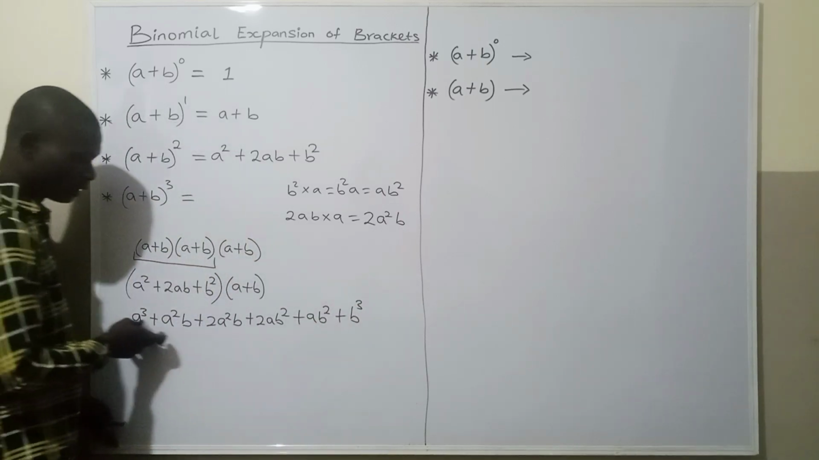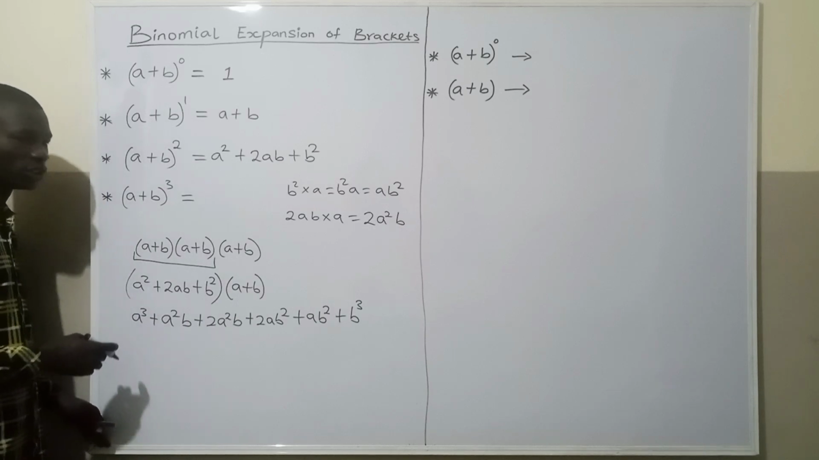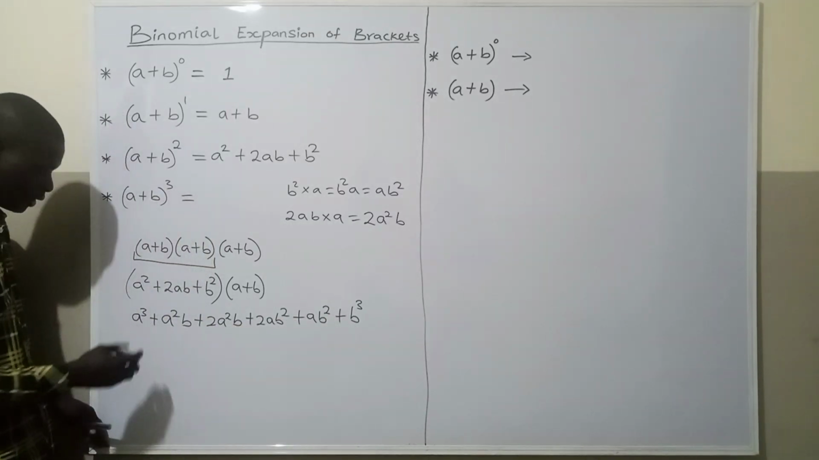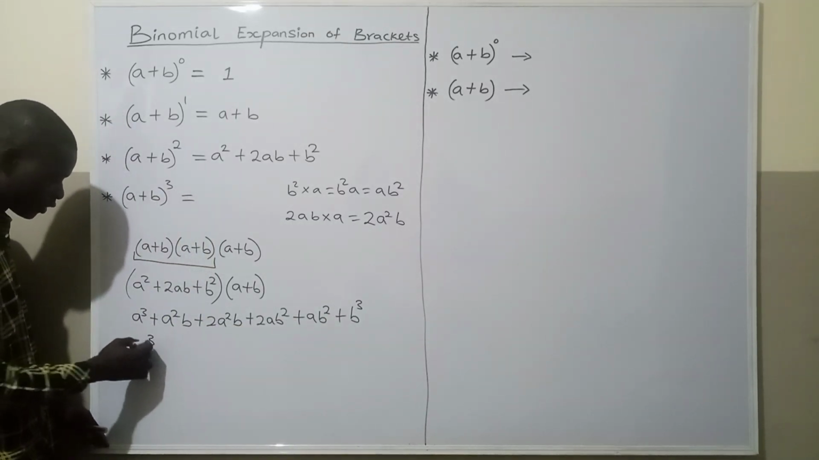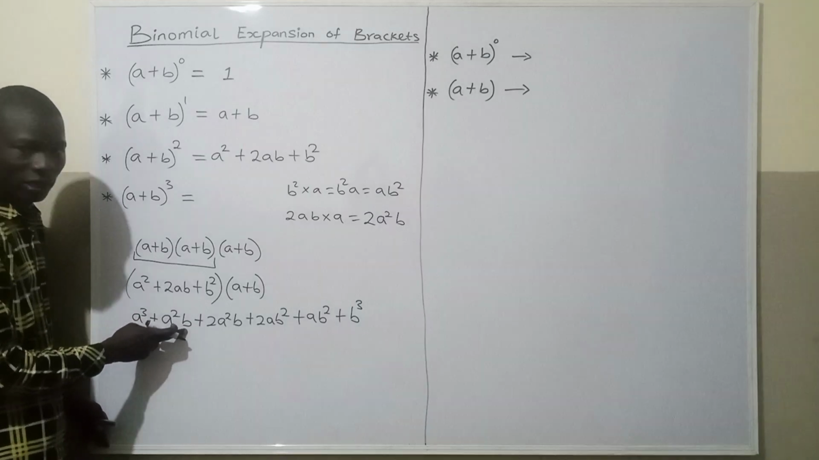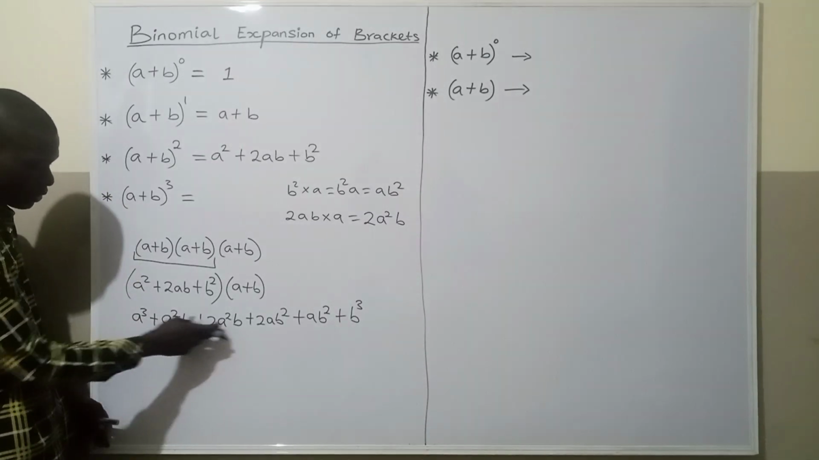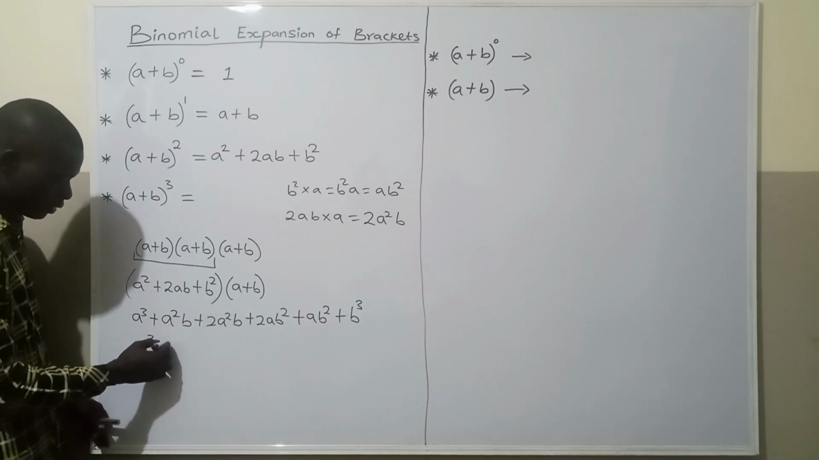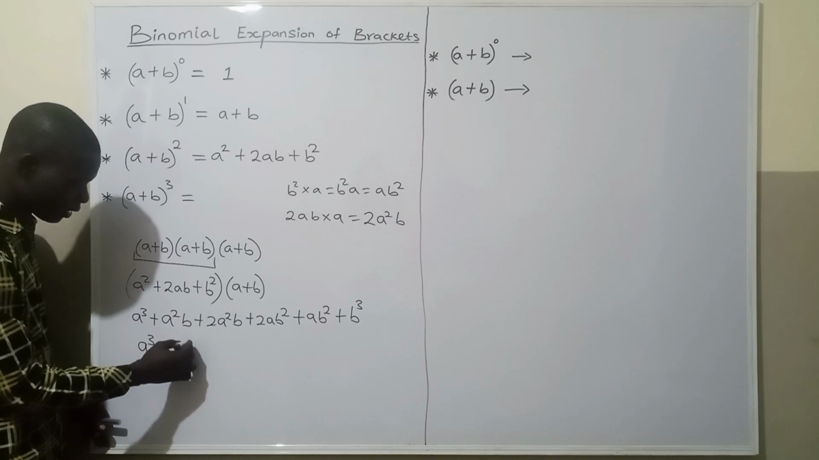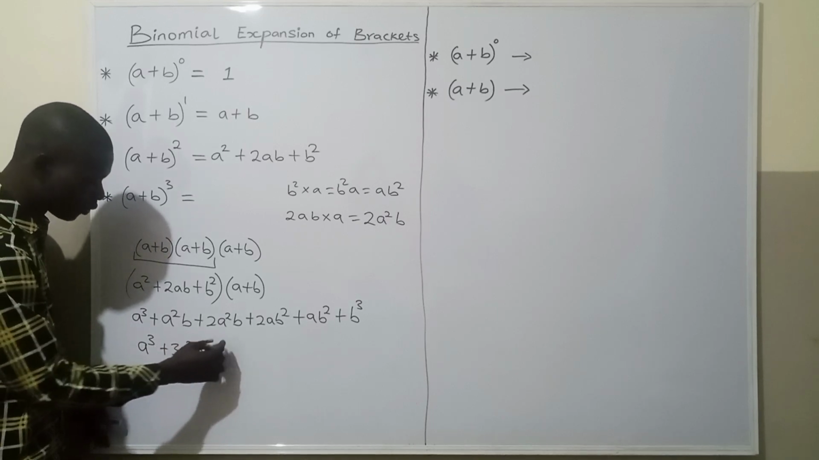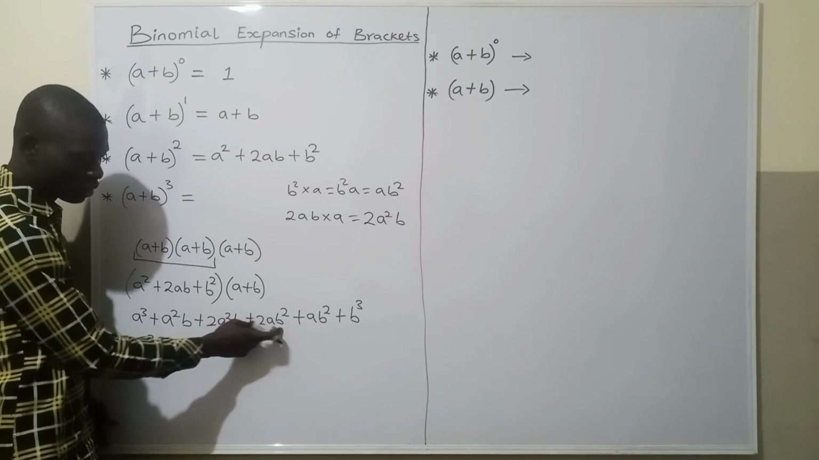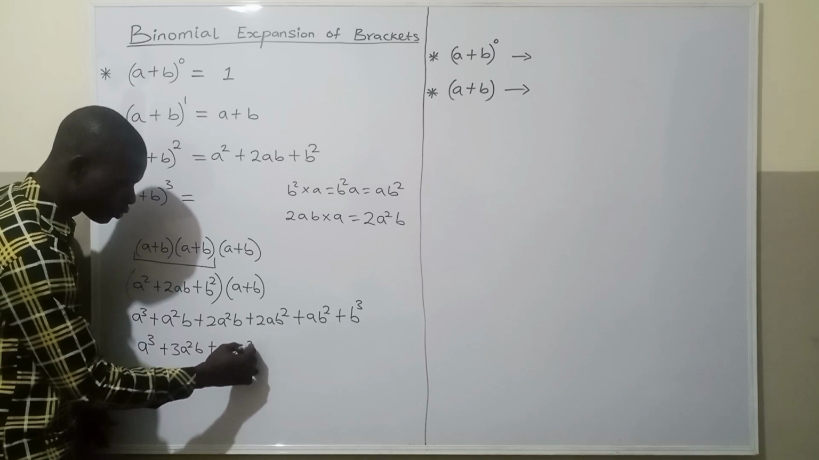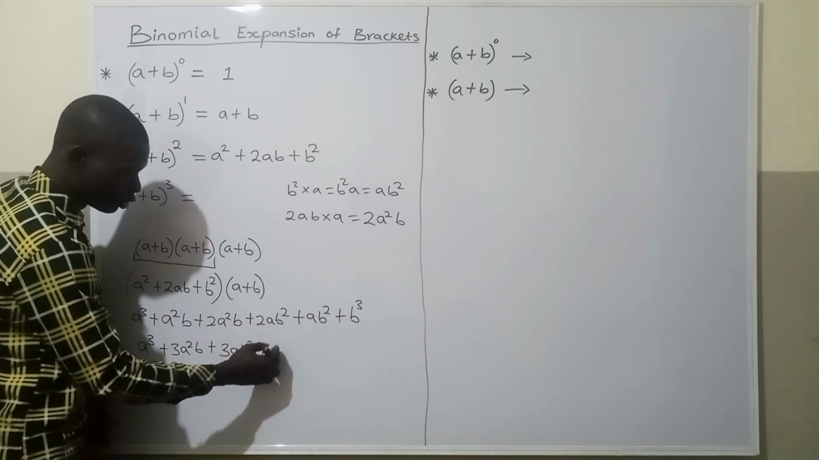So the next thing to do now is to simplify this long expression. First of all, we have a cubed, and there is no other value like a cubed, so a cubed is just going to come down as it was. Then we have a squared b. Is there any other one that is a squared b? Of course, we have 2a squared b. The coefficient of this is 1 plus 2, so 1 plus 2 is going to be 3. So that's going to be plus 3a squared b. And then plus ab squared, 2ab squared plus 1ab squared, that's also going to be 3ab squared. And then finally, b cubed.